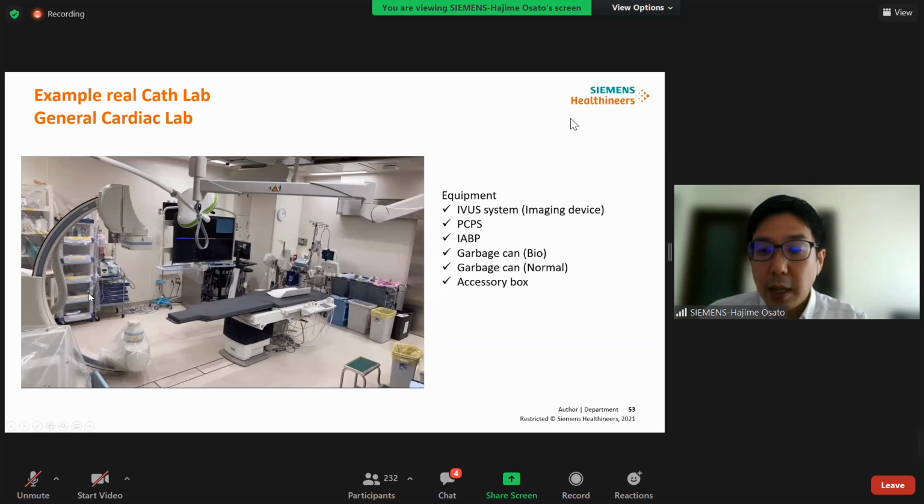Sterile covers and other items are inside. Like this, we found a lot of equipment in the cardiac room. So we must think about the room environment in terms of the patient load and the staff load, with no collision and safe usage. All right.